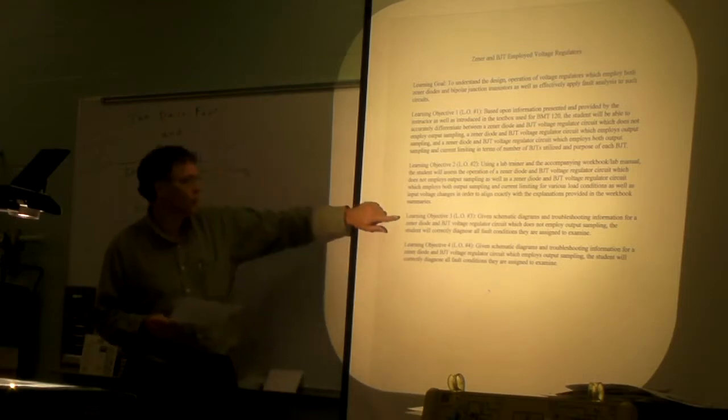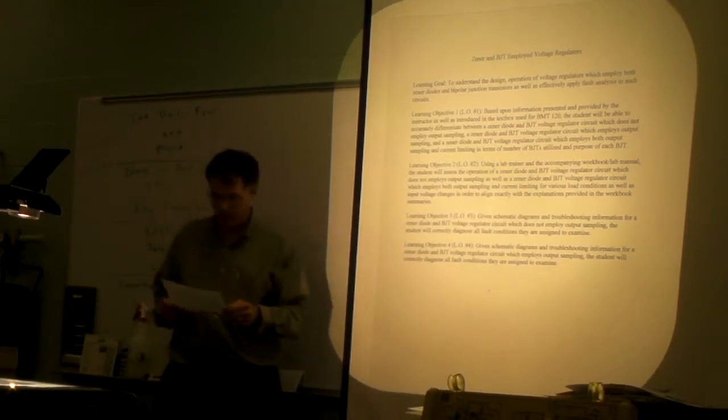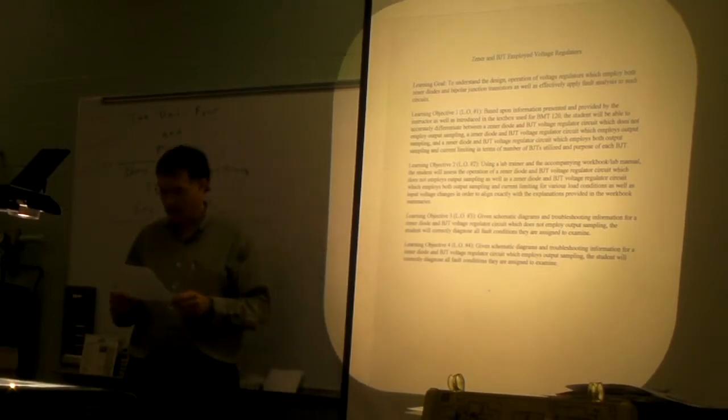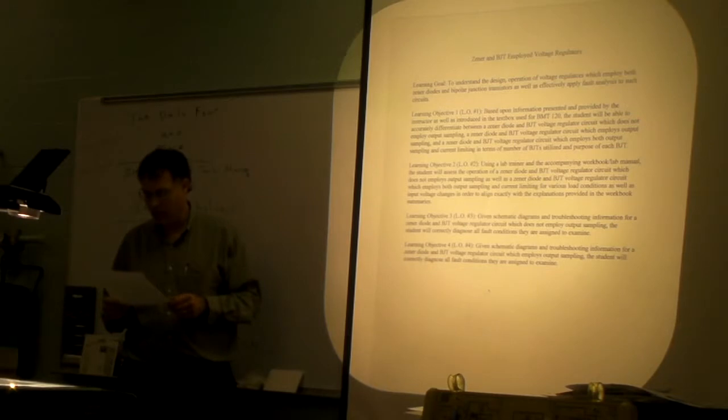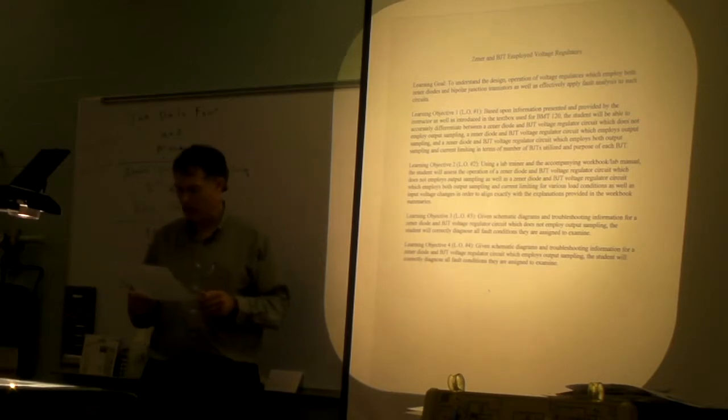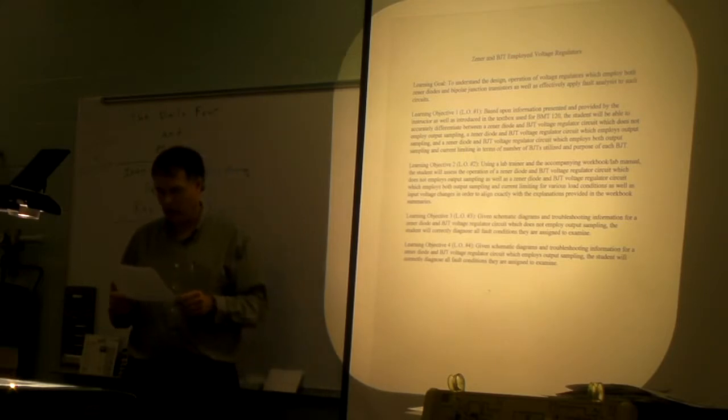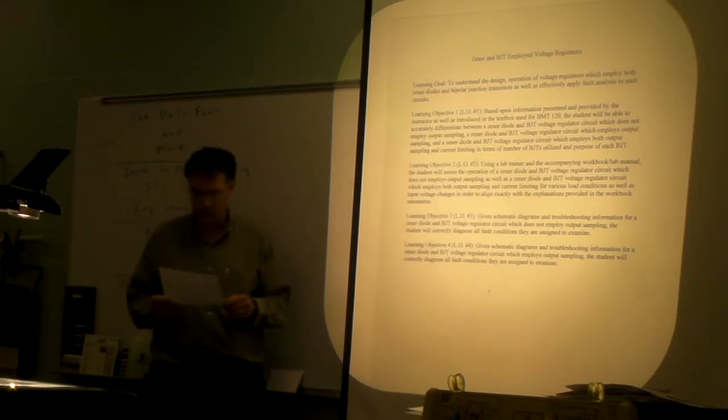Moving on to learning objective number 3. Given schematic diagrams and troubleshooting information for a zener diode and BJT voltage regulator circuit which does not employ output sampling, the student will correctly diagnose all fault conditions they are assigned to examine.